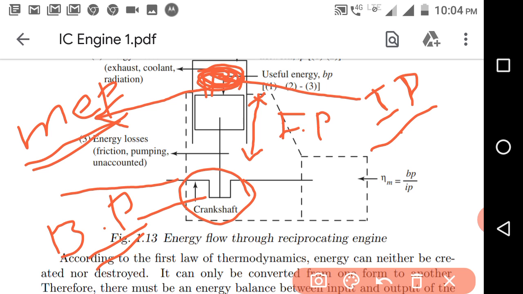Then again, as discussed in unit number 1, there are many components that operate by the power from the engine itself. Opening and closing of the valves is done by the camshaft, and that camshaft is driven by the engine power. So the losses are losses due to friction, losses due to pumping, and some unaccounted losses. If you deduct them, then we will get the brake power.